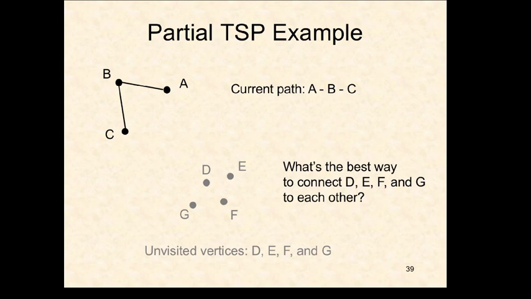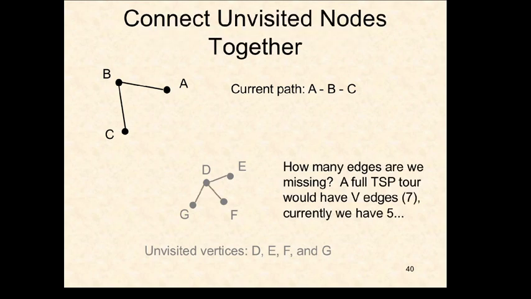So I add up the real cost, A to B, B to C, and then I need to connect D, E, F, and G together. Just D, E, F, G, let's connect them together, and I want the best way to connect them together. Best meaning it cannot possibly be an overestimate of the best way to connect them in the cycle. So if I were to connect them like that, what does that look like to you?